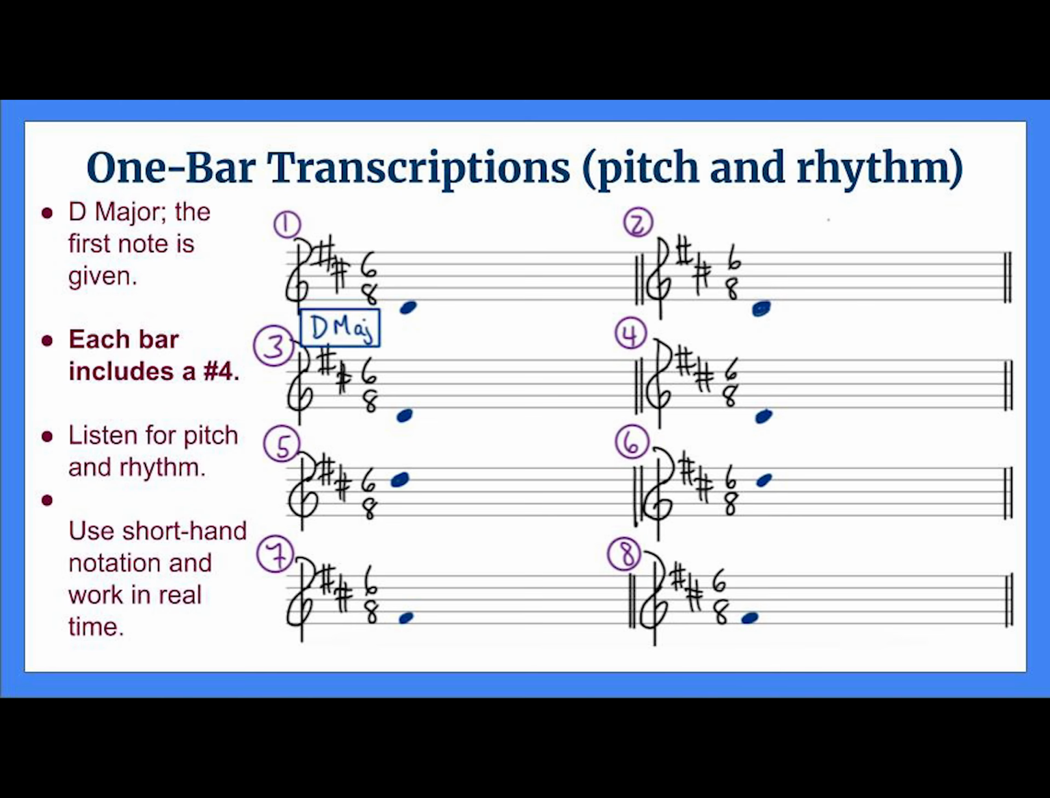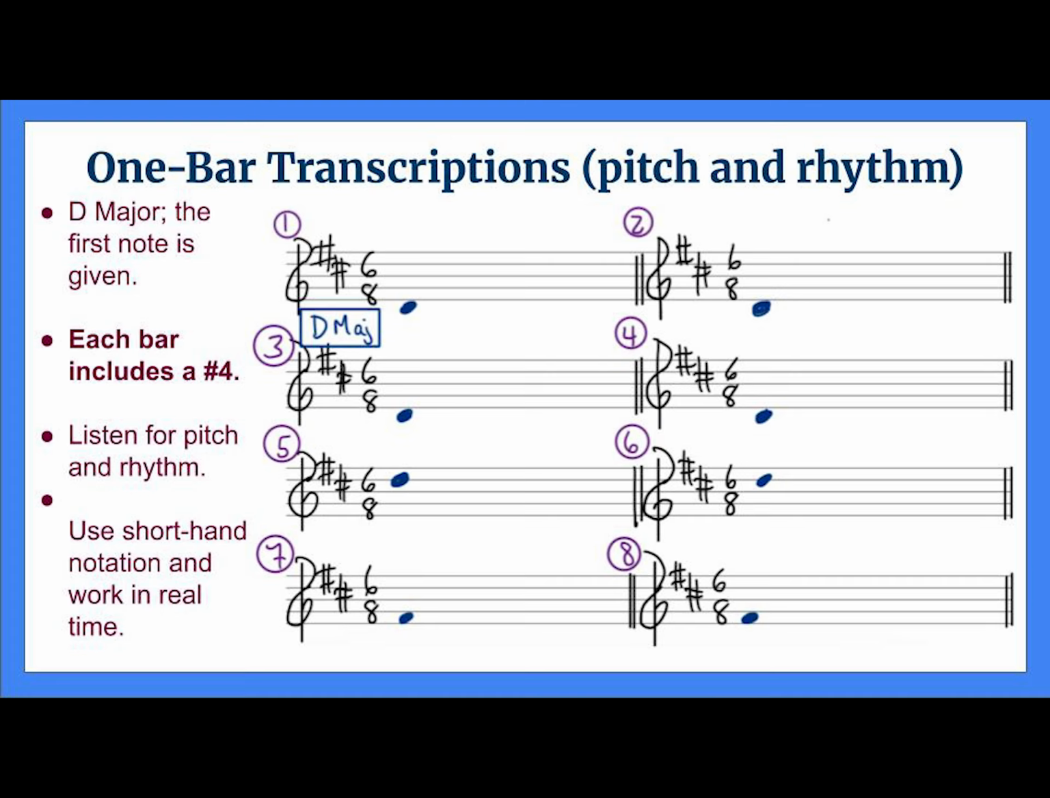Now, let's do some 1-bar transcriptions that involve both pitch and rhythm. In each case, we are going to be focusing on hearing raised scale degree 4. That's our emphasis in today's session. So we're going to be transcribing in the key of D major, and you're going to be listening for raised scale degree 4, which would be the pitch G sharp. That G sharp is going to function as a local leading tone and resolve back to scale degree 5.